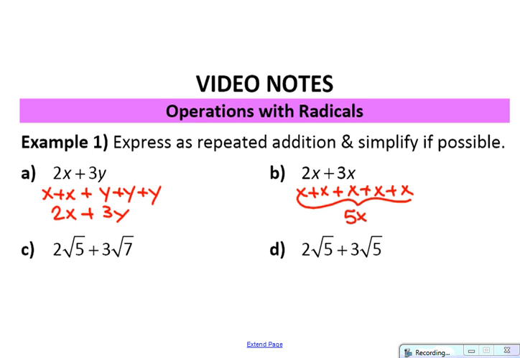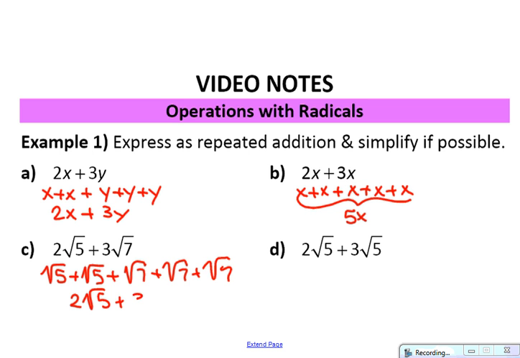So let's look at it with radicals. If I have 2 radical 5, what that really means is that I have radical 5 plus radical 5. Then plus, I have 3 radical 7, so radical 7 plus radical 7 plus radical 7. When I sit back and analyze it, that is still just 2 radical 5s and 3 radical 7s. There's no other way to describe it.